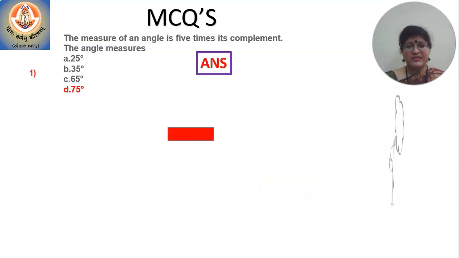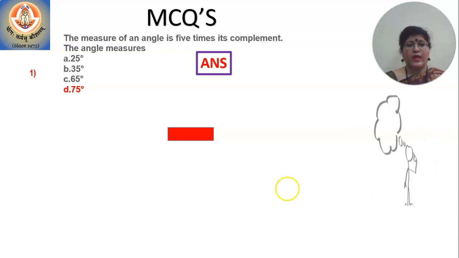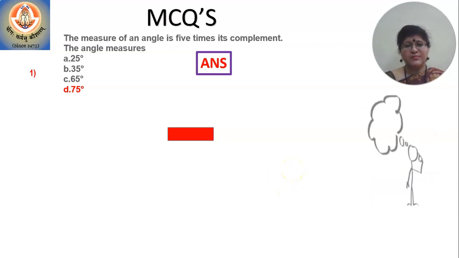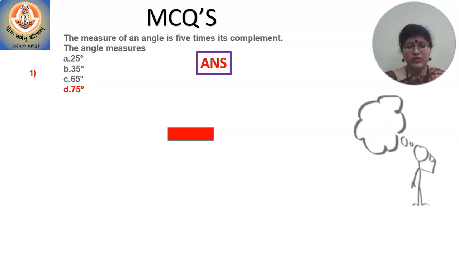Multiple choice questions, MCQs, will be asked in the paper. I repeat, in the entire paper, there is no typing. You just have to select the correct option. The measure of an angle is 5 times its complement. What is the measure of the angle? So you will keep a rough paper ready and work out the solution and then click on the correct option.